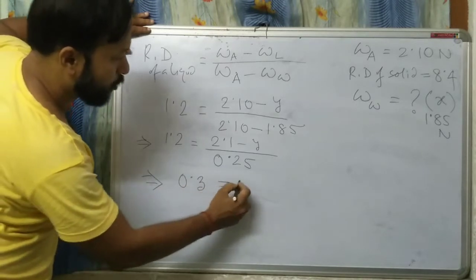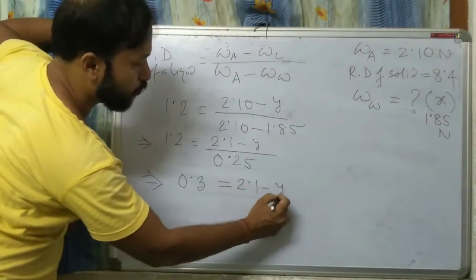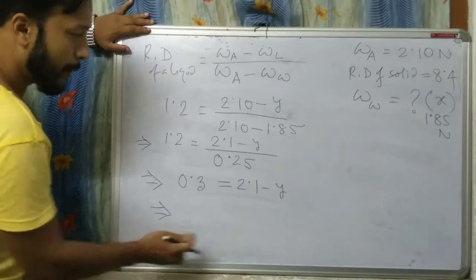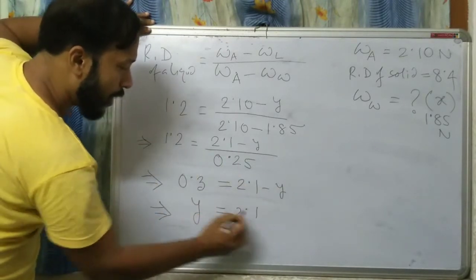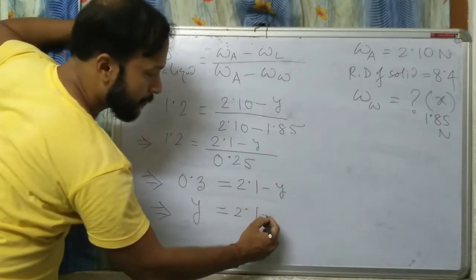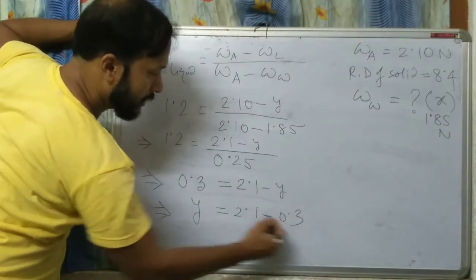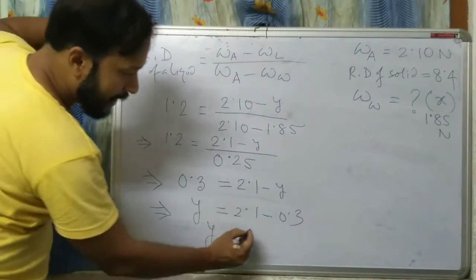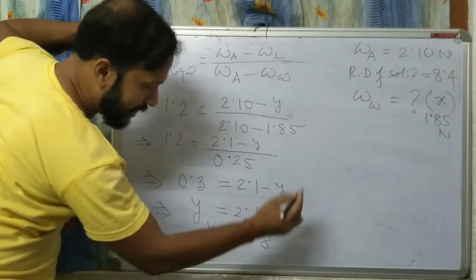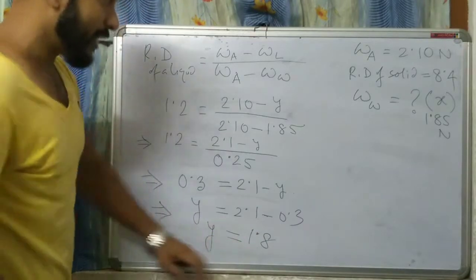0.3 equal to 2.1 minus y. Now minus y is coming this side. 2.1, 0.3 is going there, minus 0.3 is going there. So y equal to what we are getting? 1.8.